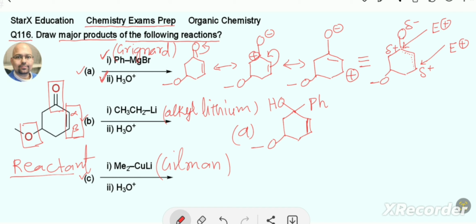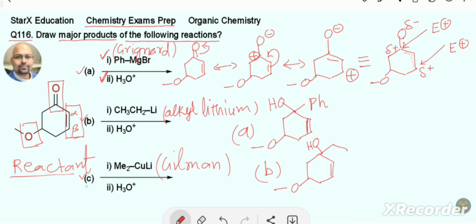Now part B. In part B we have alkyl lithium. Alkyl lithiums are also similar to Grignard reagents, so they would react the same way: the direct addition, or 1,2 addition, on the carbonyl takes place. This ethyl group comes from the alkyl lithium. Nothing happens to the pi bond of the carbon-carbon double bond. The ether group remains the same, and this is our final product.